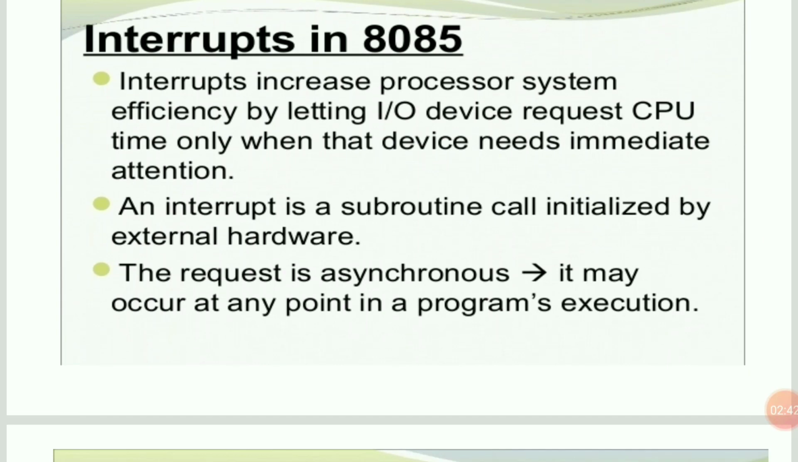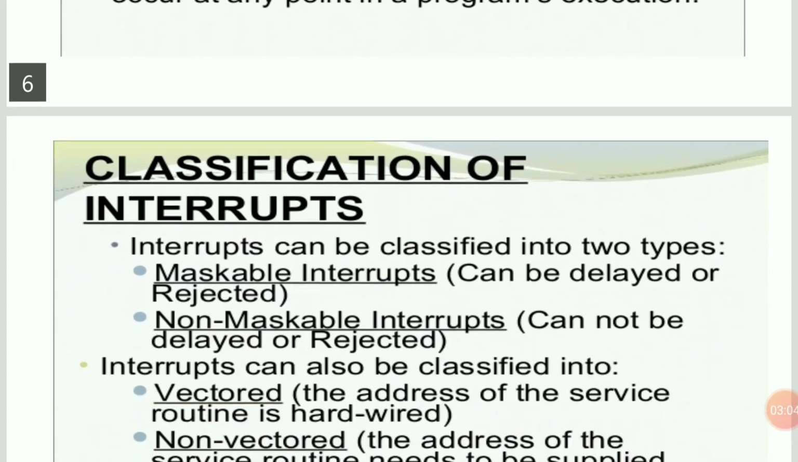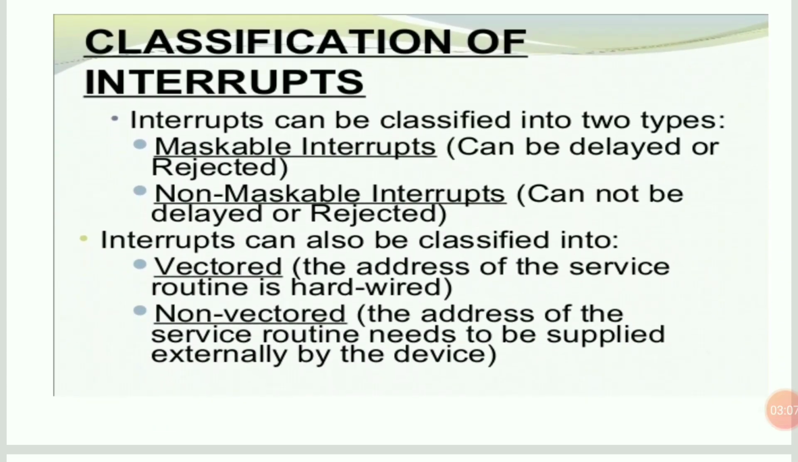Interrupts increase processor system efficiency by letting input-output devices request CPU time only when that device needs immediate attention. An interrupt is a subroutine call initiated by external hardware. The request is asynchronous. It may occur at any point in a program's execution. That means if it occurs at any point, the microprocessor has to leave its original operation and go to clear that interrupt.